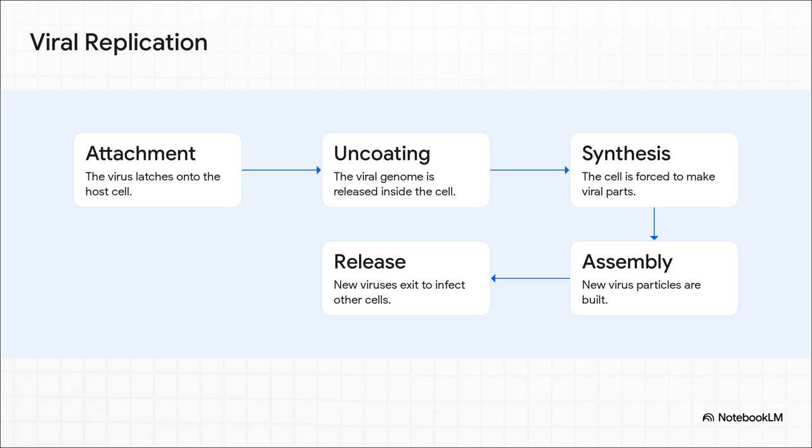This kicks off synthesis. The cell's own machinery is forced to read the viral genes and just starts churning out viral parts. Then comes assembly. All these brand new parts just automatically click together, building hundreds of new virions. And finally, the grand finale, release. The new viruses burst out, often destroying the cell completely, ready to start the heist all over again.